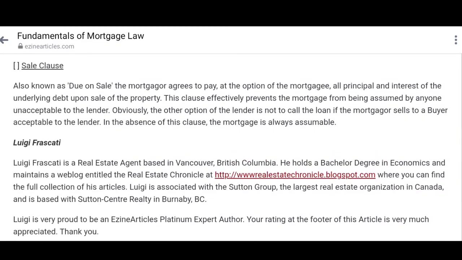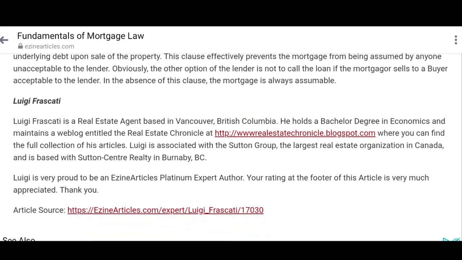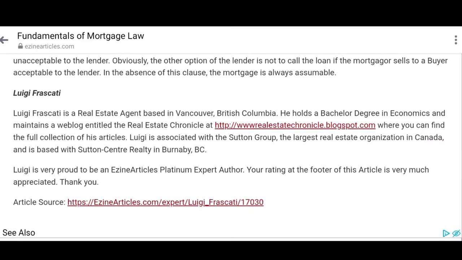Number 13. Sale clause. Also known as due on sale, the mortgagor agrees to pay, at the option of the mortgagee, all principal and interest of the underlying debt upon sale of the property. The clause effectively prevents the mortgage from being assumed by someone unacceptable to the lender. Obviously, the other option for the lender is not to call the loan if the mortgagor sells to a buyer acceptable to the lender. In the absence of the clause, the mortgage will be assumable.